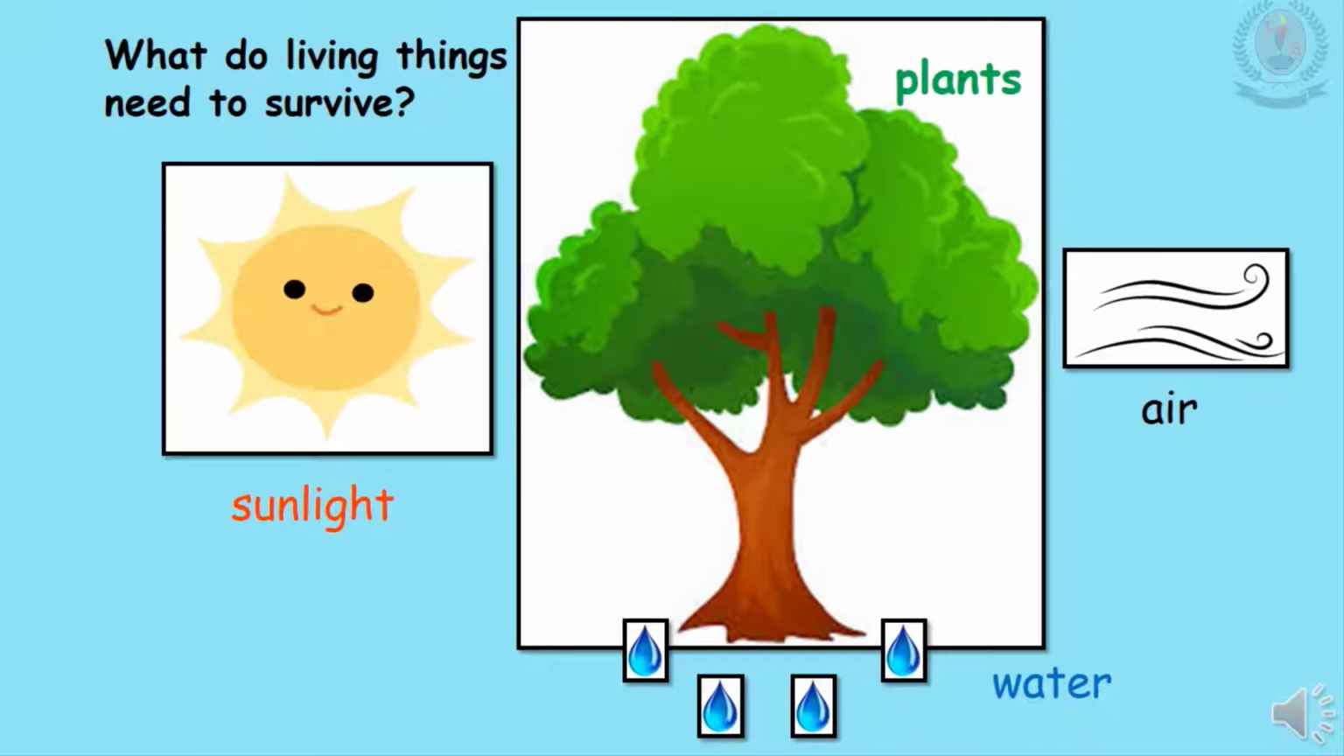You have learned that living things need water, air, and food to survive. These are important factors that affect living things in their surroundings or environment. Plants need sunlight, air, and water.